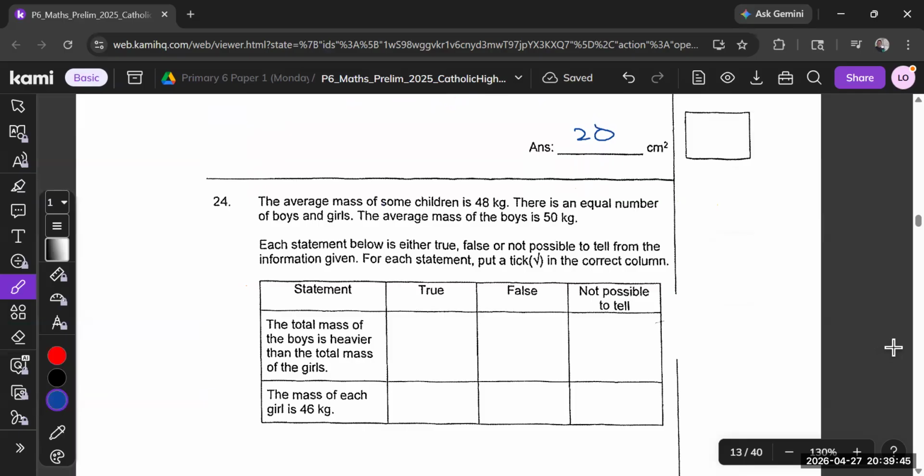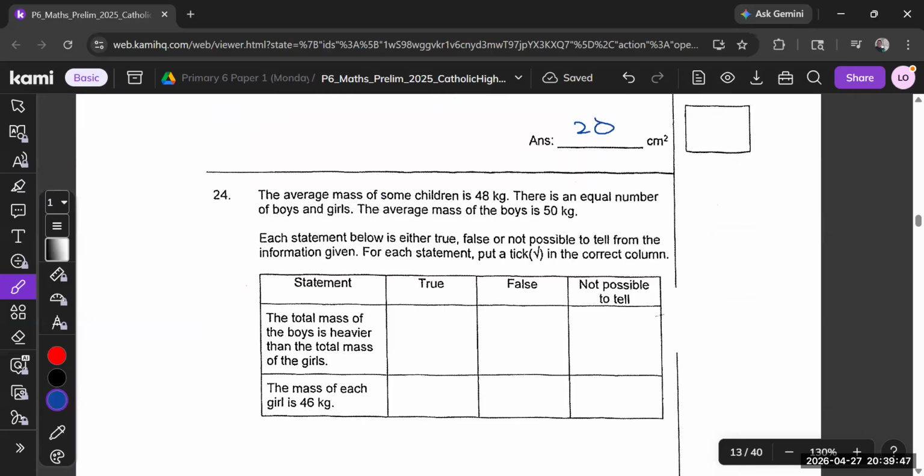Okay, question 24. The average mass of some children is 48. Do we know how many children? Don't know. There is an equal number of boys and girls. The average mass of the boys is 50 kg. So is the total mass of the boys heavier than the total mass of the girls? Okay. Now we are not sure.